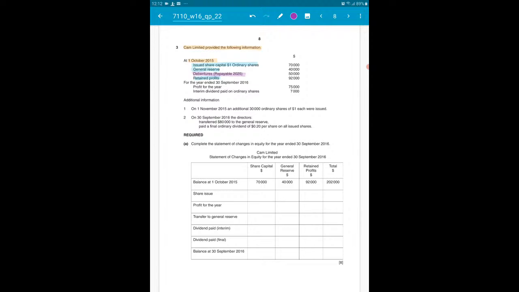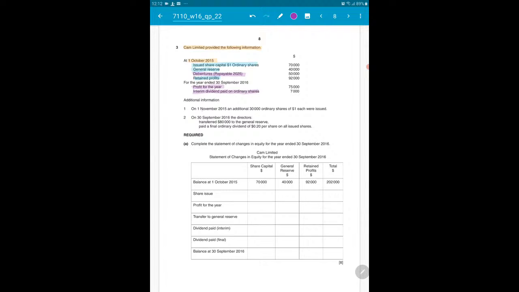Then we have profit for the year, that is very common, the profit that has been earned during the whole year, and interim dividend that is paid on ordinary shares. So basically, there are two types of dividend, that is the final dividend and the interim dividend. Interim dividend is paid during the year at any time, usually after 6 months, but it can be paid regardless. So there are some adjustments in this question.